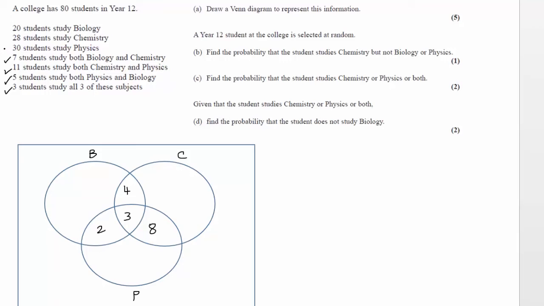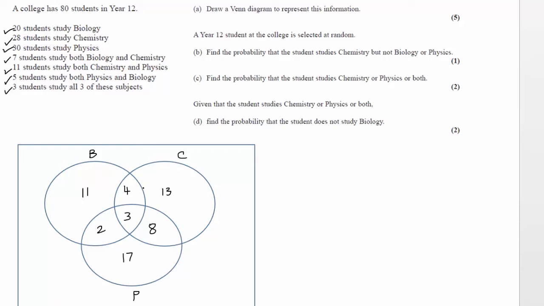30 students study physics, and I have 13 of them here, so there must be 17 study physics only. 28 study chemistry, and I have 15 here, so there must be another 13 study chemistry only. And lastly, biology. I have 9 study biology plus something else, so there must be 11 study biology only.